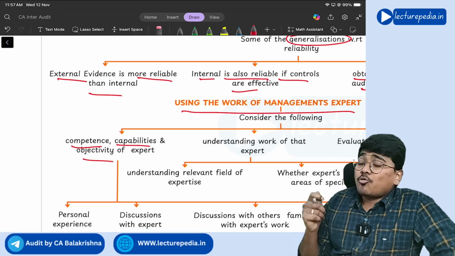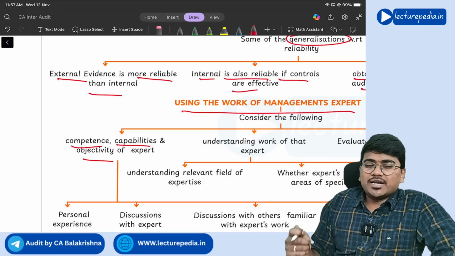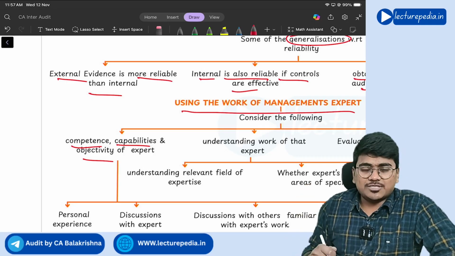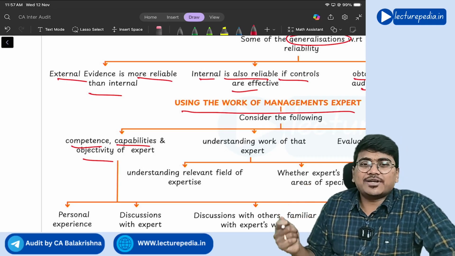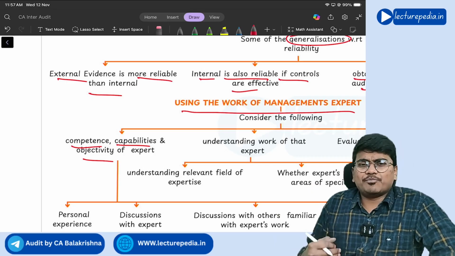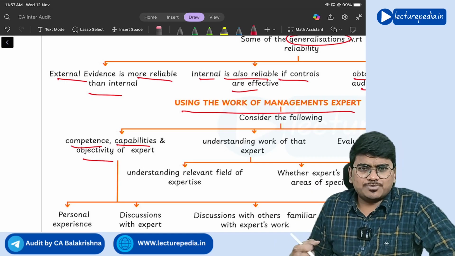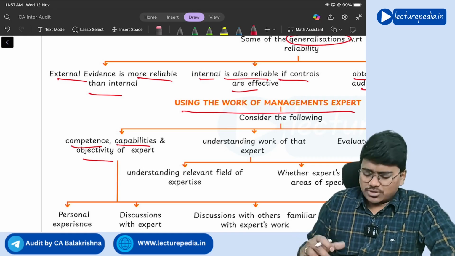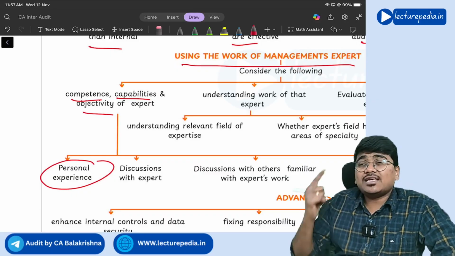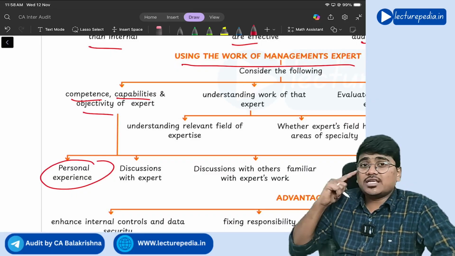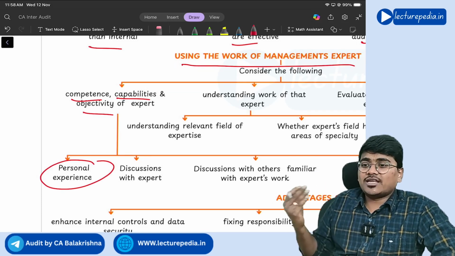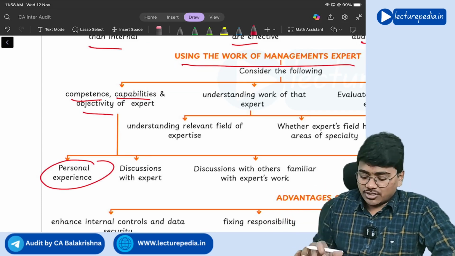Competence means what is the capability, what is the experience of that expert. Can he make the calculations properly or not, that you will consider. Now how can you know about the competency of that expert? By going through certain aspects, like personal experience. If already in the past you have used the work of that expert for some assignment, then you already know the competency and capability of that expert.